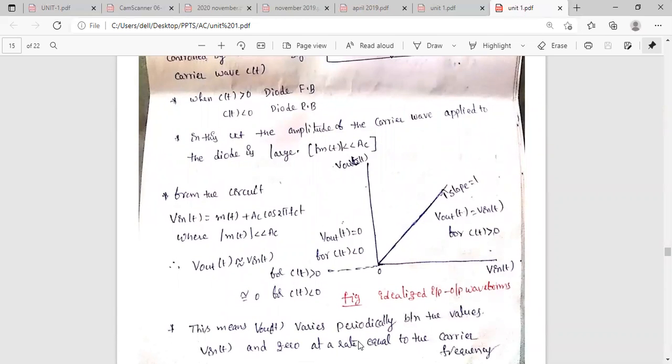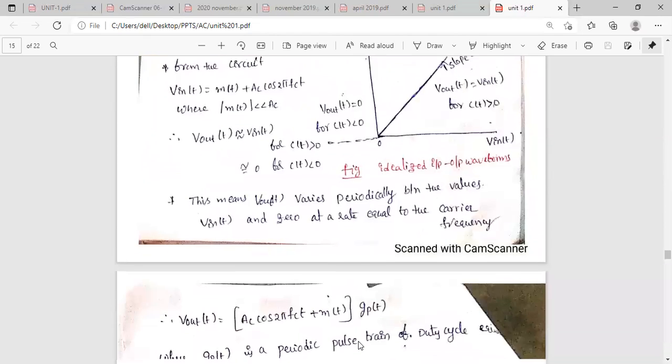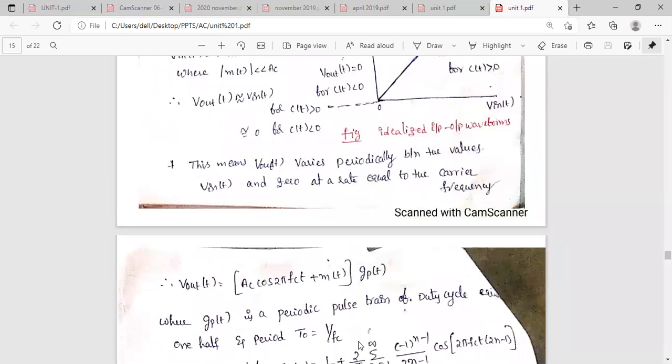Here the output varies periodically. When the input is less than 0, the output will be equal to 0. When the input is greater than 0, the output will be equal to V_in(t). So we can say the output varies periodically between the values 0 and V_in(t). So we can write that the output is a periodic signal.